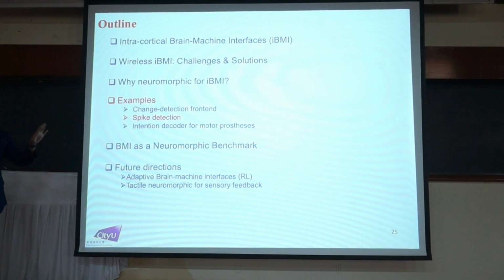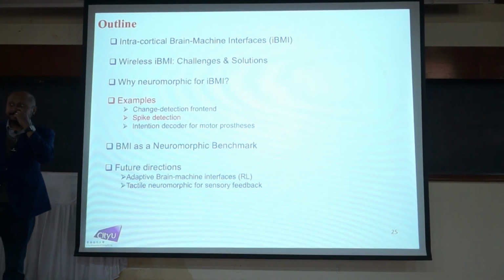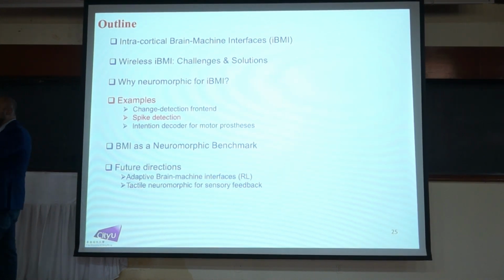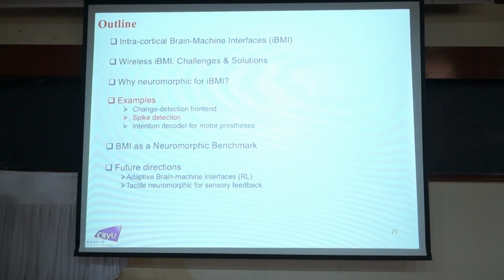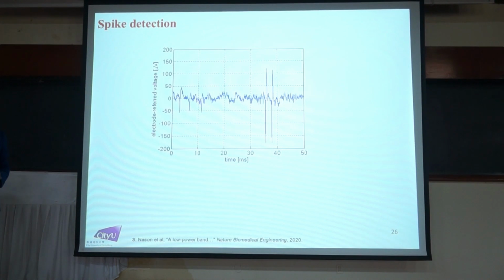Okay, so that was the first part. Next part, looking at spike detection. Can you actually detect the neural spikes using a spike detection circuit? And we are not using digital circuits, so I'll show you what we are doing here. Okay, again, the spike detection problem is kind of trying to find these neural action potentials from the raw signal.